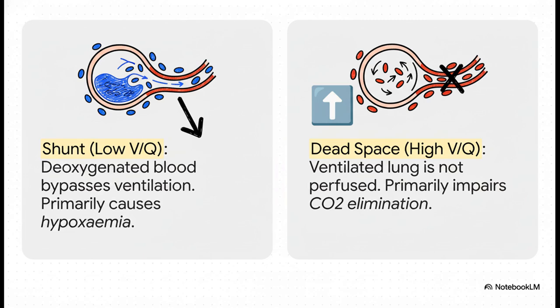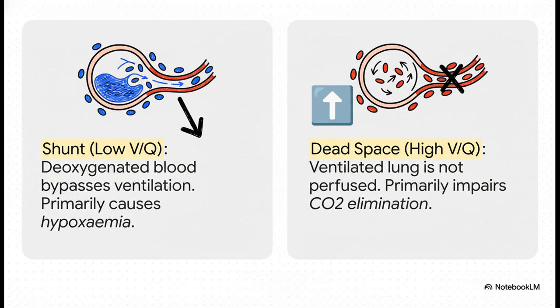On the left, we have shunt, which is a low VQ problem. Think of it this way. Blood is flowing, but it's bypassing any useful ventilation. So deoxygenated blood just cruises right past the lungs without picking up oxygen. This is a major cause of hypoxemia. And here's the key. If it's a true shunt, where ventilation is 0, you can crank the oxygen up to 100% and it just won't help.